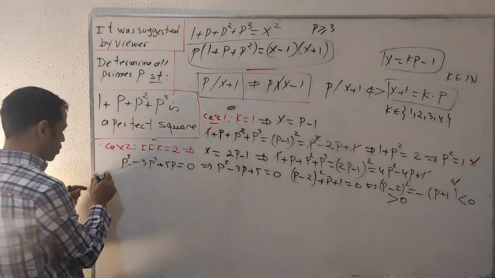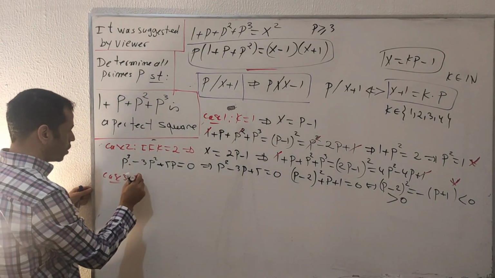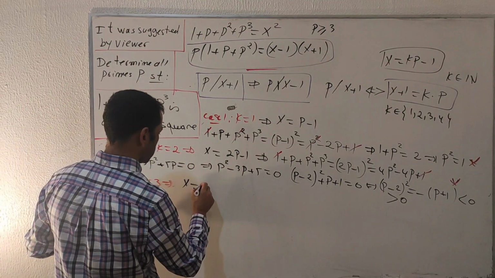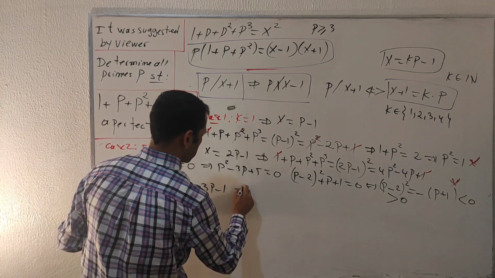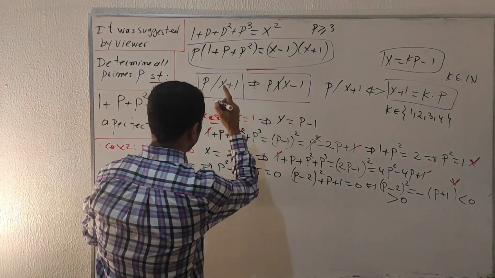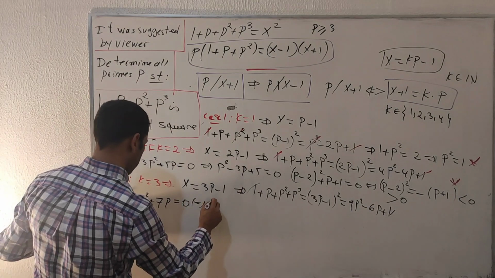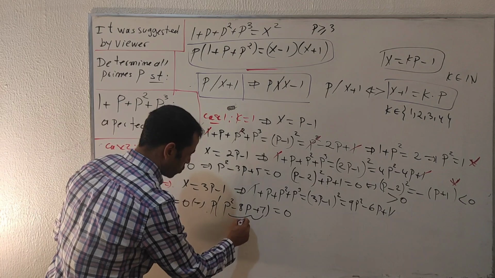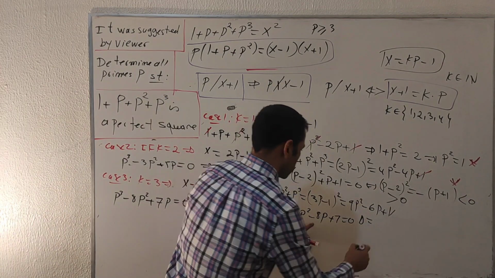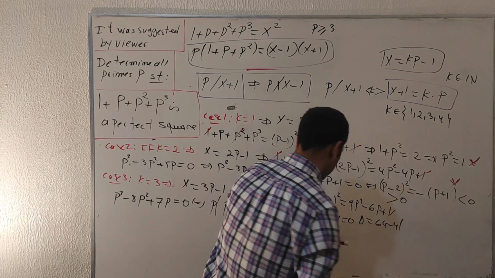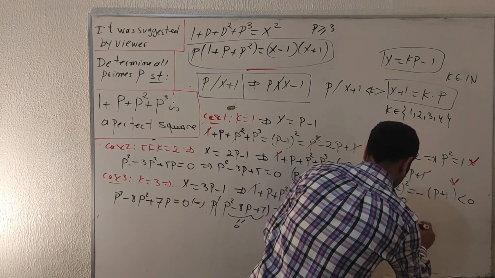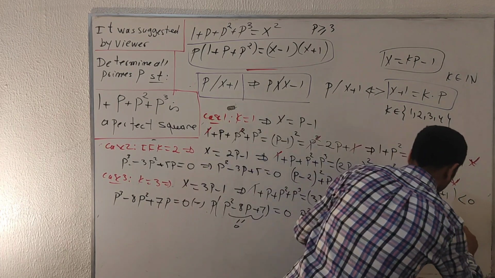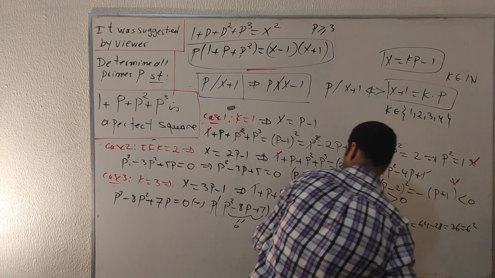So let's move on to the next case. Case number 3, k equals 3. By doing the same thing, I will get x equals 3p minus number 1. Taking this fact, plugging into the previous equation, I get 1. Taking p as a common multiplier, I get p squared. Since p is an odd prime, this one equals 0. Okay, delta, I will get b squared is 64 minus 4 times this one, I get 64 minus 28. 64 minus 28 is 36, which is 6 squared.